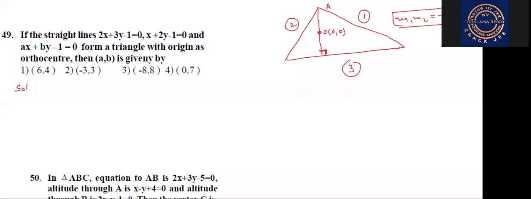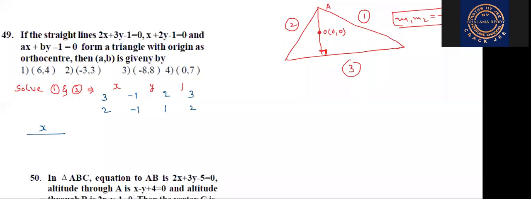Solve 1 and 2. How to solve? By using the cross multiplication method. X, Y, constant. Starting from the Y coefficients, tell me the Y coefficients: 3, 2. Next, the constants: -1, -1. Next, the X coefficients: 2, 1. Again, starting with whatever we have written, write that.